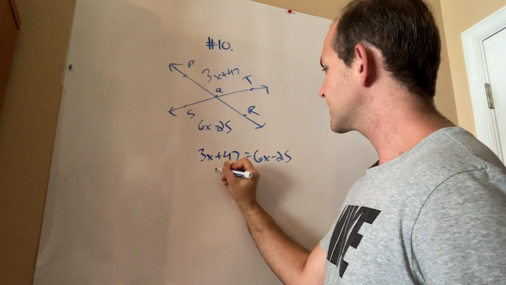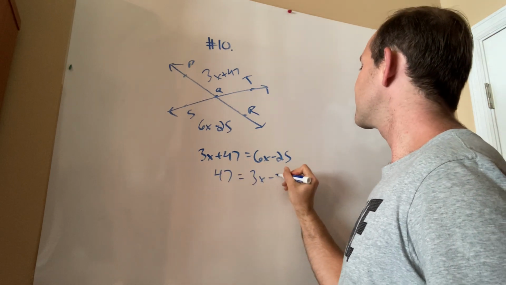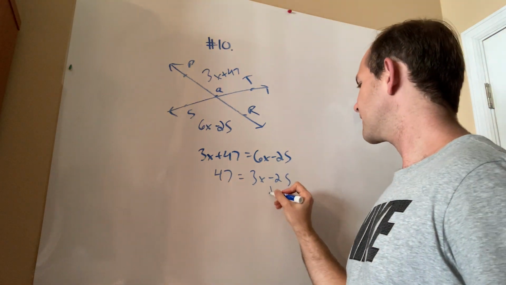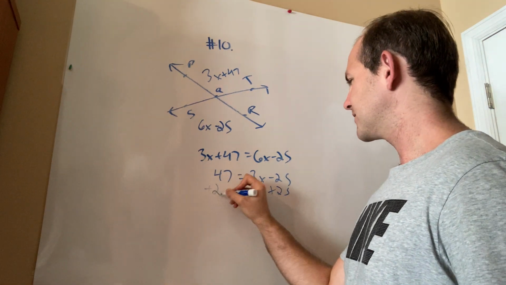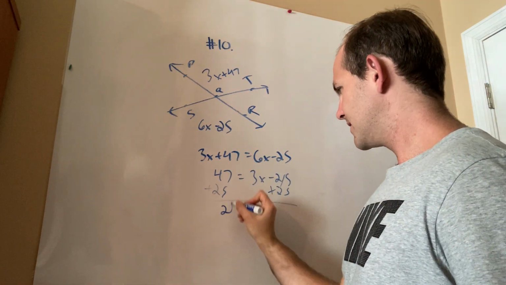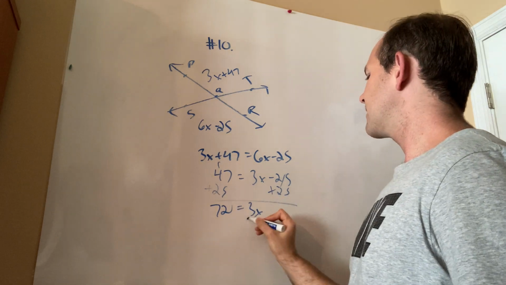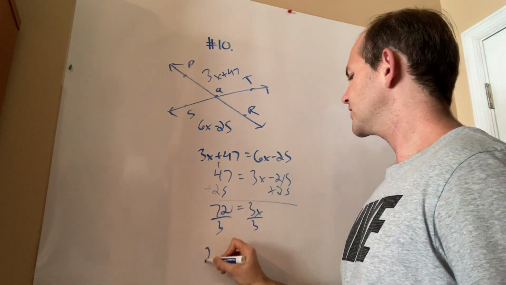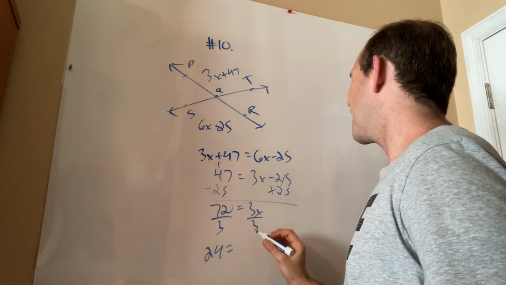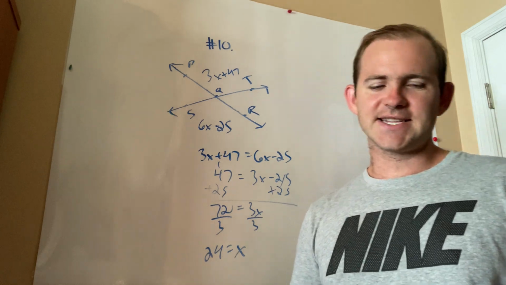I'm going to speed through the algebra a little here. Subtract 3x from both sides. When I do that, I get 3x minus 25 over here. Then I'm going to add the 25 over here, and I'll actually show this step because I know sometimes people get a little confused. So what's that? 72 equals 3x. Divide both sides by 3, and I should get x equals 24. So yeah, okay. Problem though, is that what they asked for?